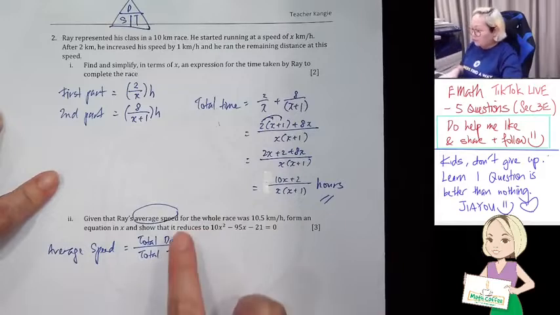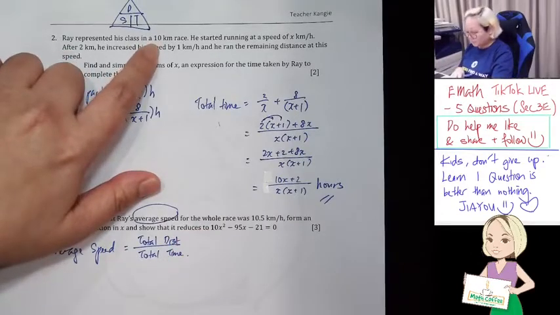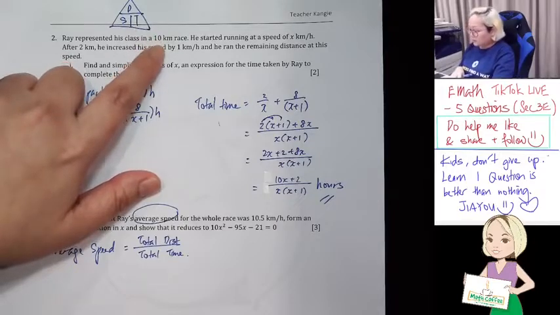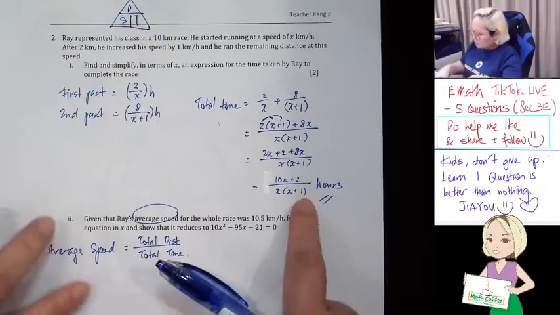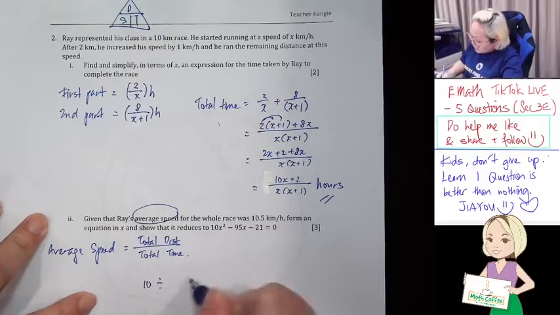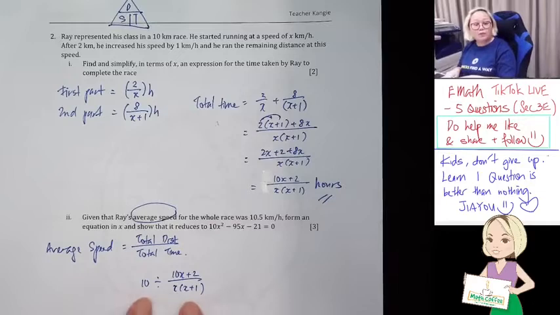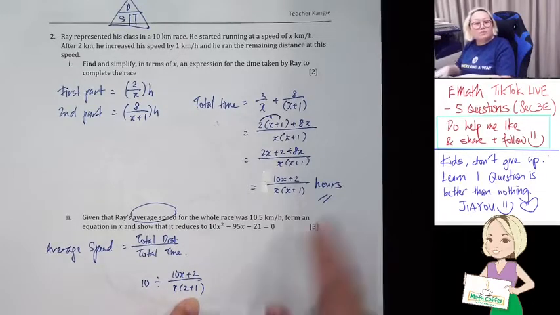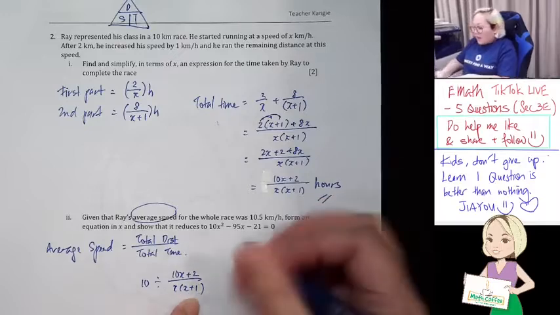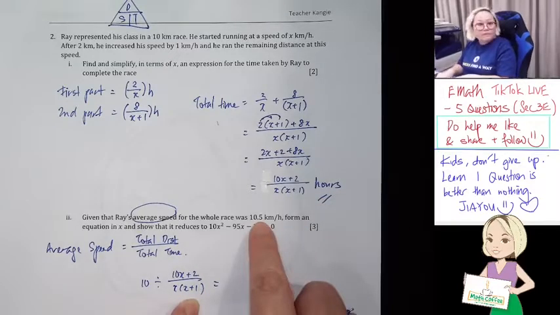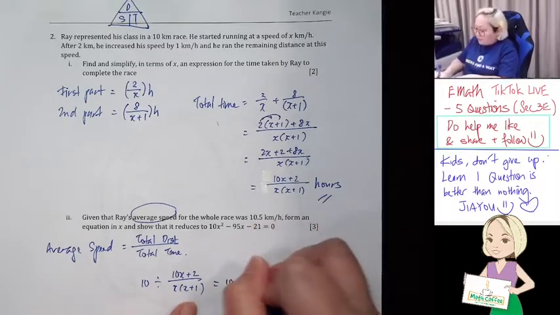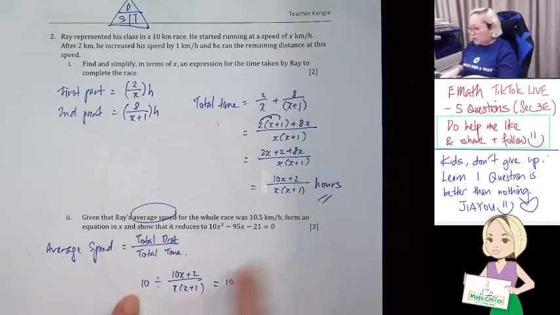So let's see. My total distance was 10 km, correct? Total time taken will be this. So it means that I'm going to take 10 divided by 10x plus 2 over x plus 1. So actually this is how you calculate the average speed. Total distance is 10 km divided by the total time, which previously we already simplified. And they tell you that it is 10.5, so equate it to 10.5. Next is how are you going to massage this to become this?